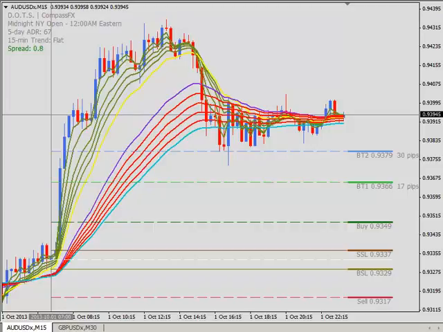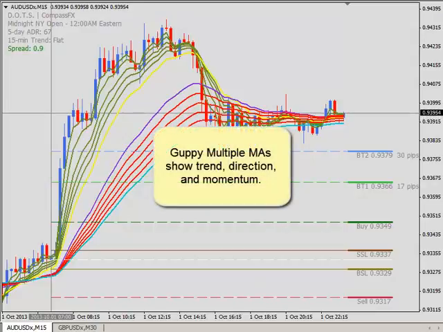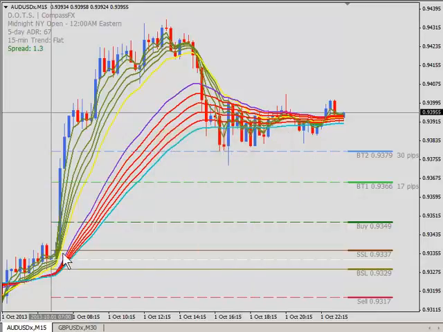Now I want to share a few things with folks. I've got a number of questions from folks who are using the dots method without the Guppy multiple moving averages, and they're like, well, why should I be using the Guppy multiple moving averages? Well, the beautiful thing with the Guppy multiple moving averages is it gives us trend, direction, and momentum by the angle of the moving averages.